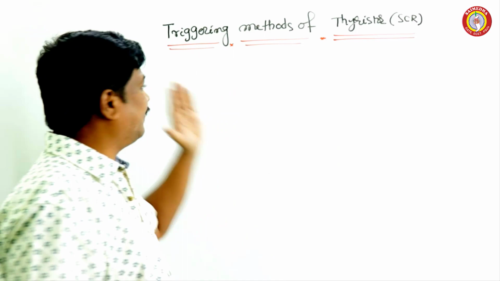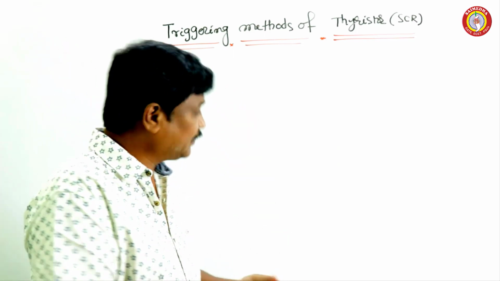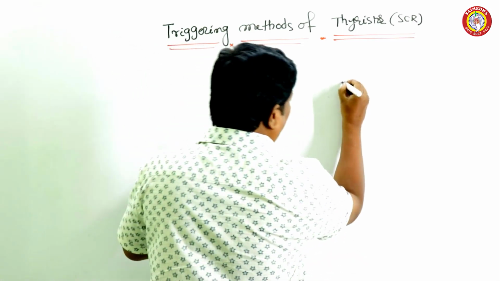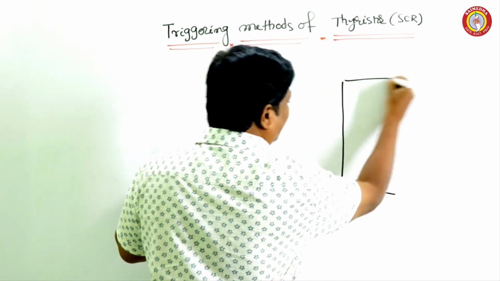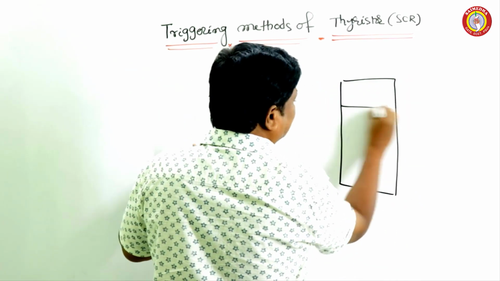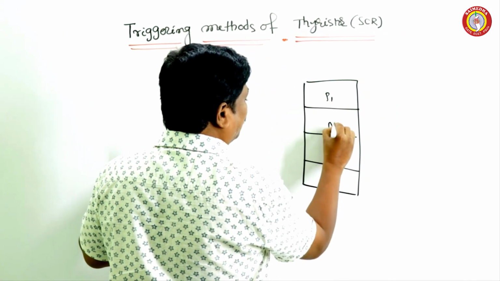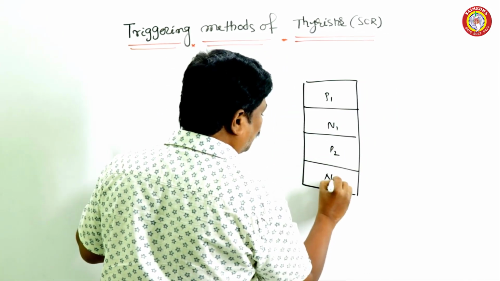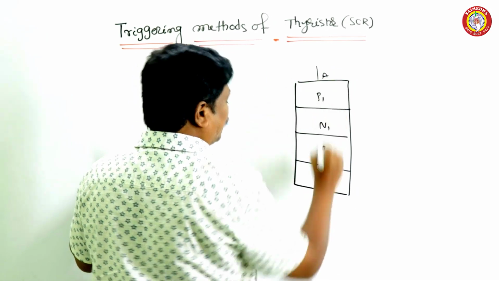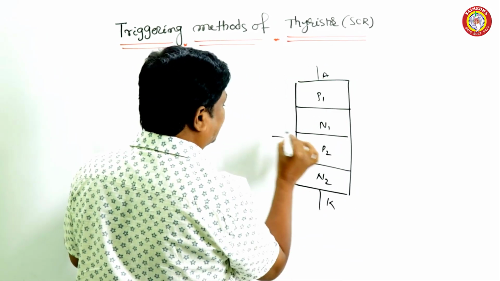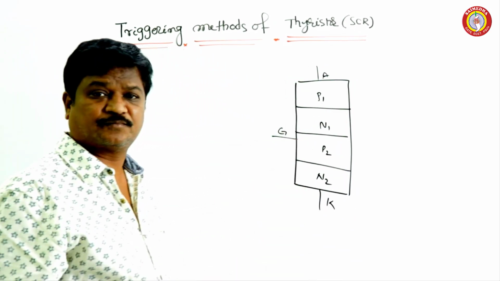Anyhow, I will have one first question for you. So this is an SCR. Already we discussed the SCR in the previous classes. This is P1, N1, P2, N2. This terminal is called the anode, this terminal is called the cathode, and this terminal is called the gate.